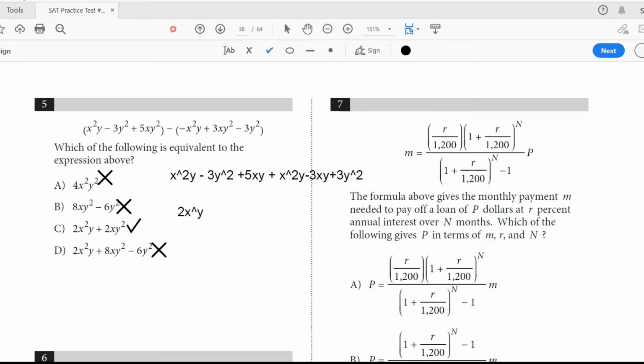And if we move on to calculate, after crossing off these two things, it would basically be 5xy minus 3xy, which is 2xy, which would be our answer.